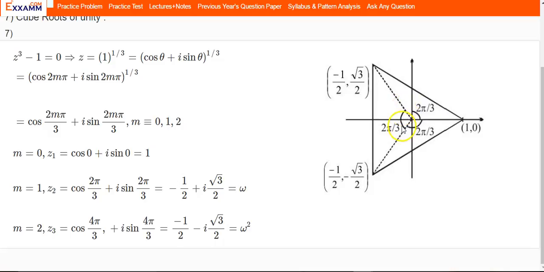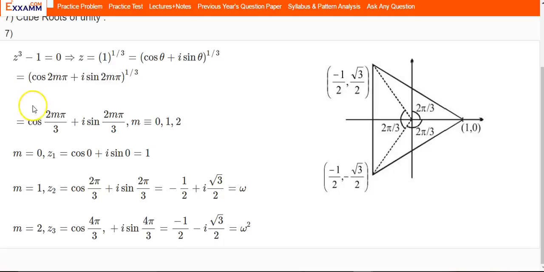2 pi by 3 here, 2 pi by 3 here, and 2 pi by 3 here. What if we were calculating the fourth roots of unity? Then they would differ by 2 pi by 4 with each. So they would be 1, i, minus 1, and minus i, and the angle between them would be 2 pi by 4, because in that case, instead of 3 we will get 4.